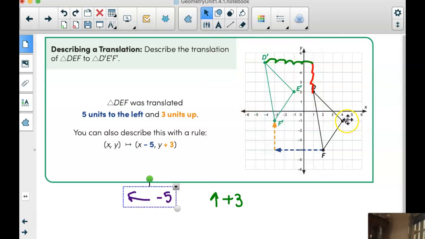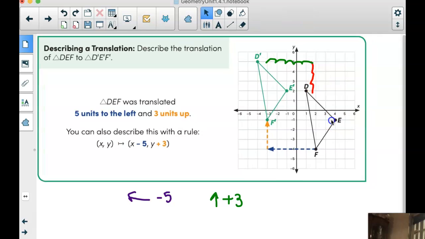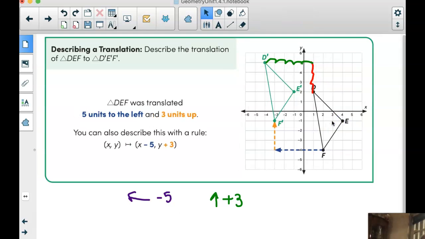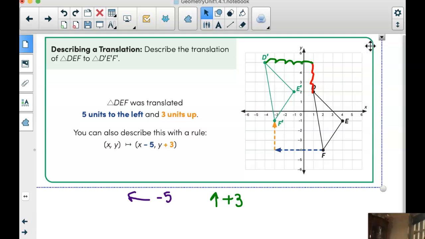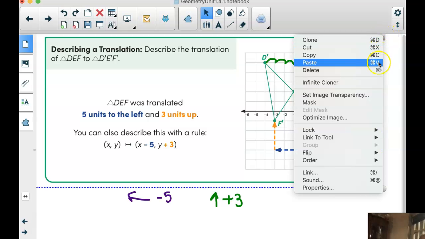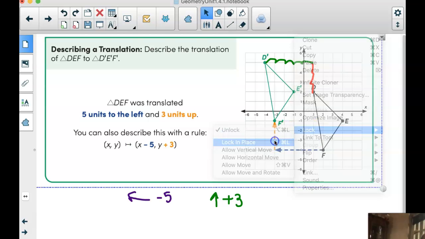Okay, so I am going 5 to the left. 1. Okay, no, not you, you silly thing. Let's lock that in place. And this is going to be 2 videos. Okay dokie, fine by me.